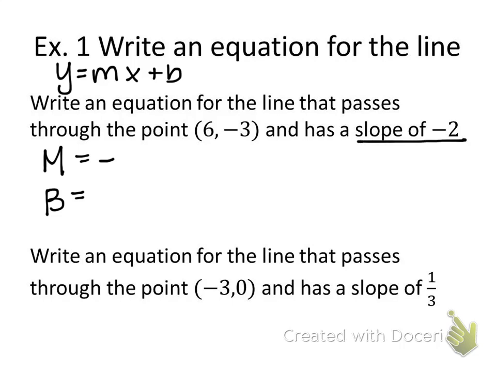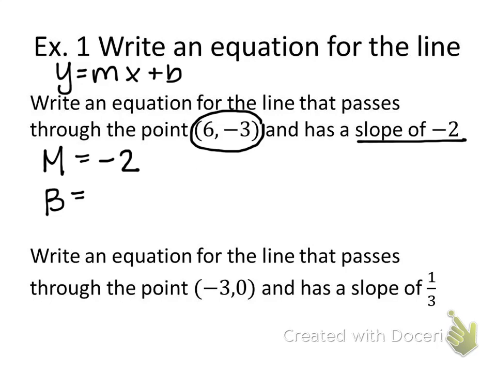So they've given me my m. But is this a y-intercept? Absolutely not. The only time it's a y-intercept is when there is a 0 for the x and I have a number for the y. Well, this is not a y-intercept. This is just a random point on our line. So this is what you do when they give you a point on a line.